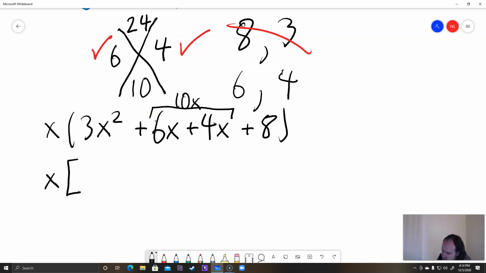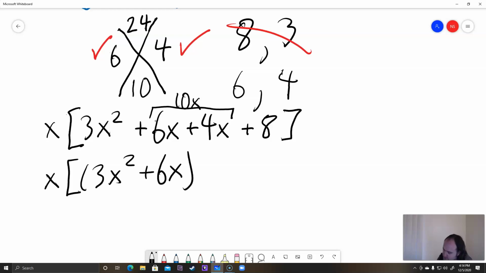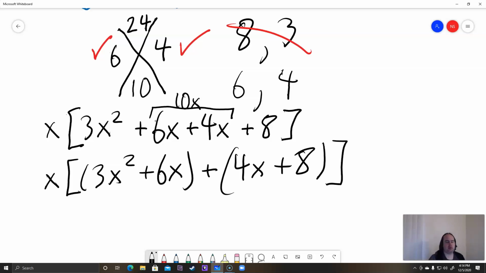So I'm going to put brackets around the whole thing instead of parentheses. And the reason I'm using brackets is because I want to have parentheses on the inside. So using parentheses, we've got 3x squared plus 6x around the first two terms, and then 4x plus 8 around the last two terms. So we're factoring by grouping, but I put brackets around the outside. That way we don't get them confused with the parentheses on the inside.